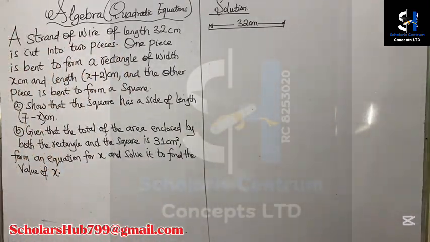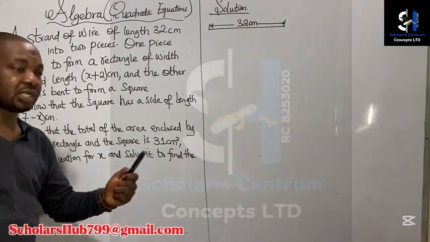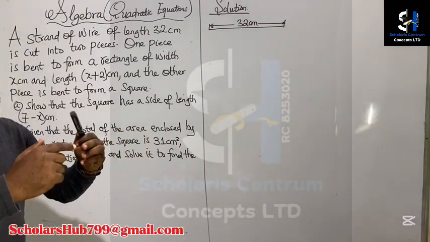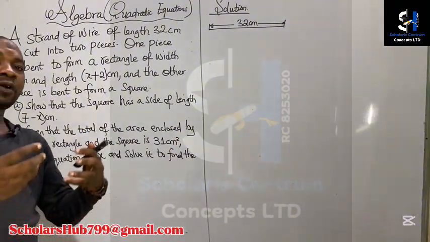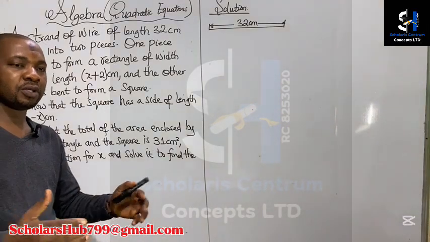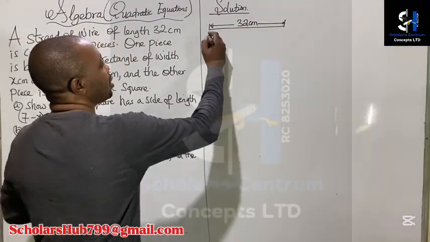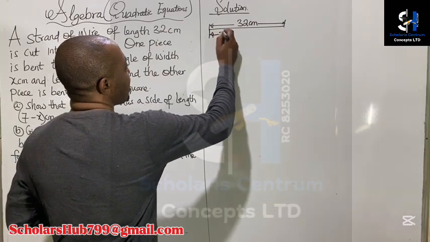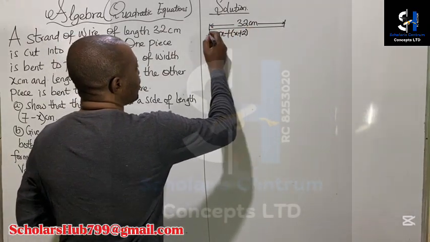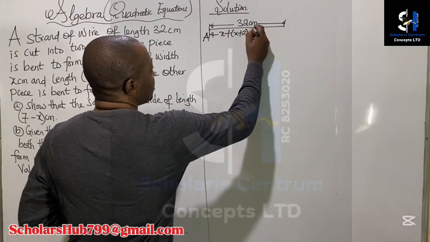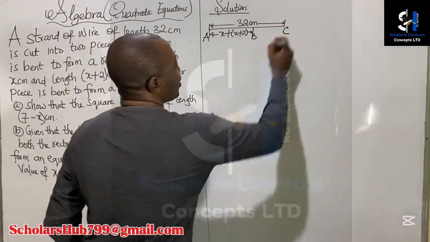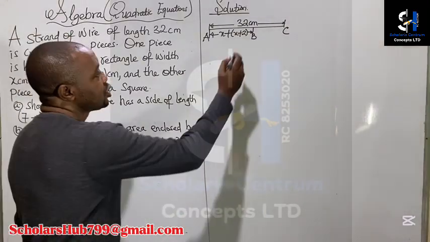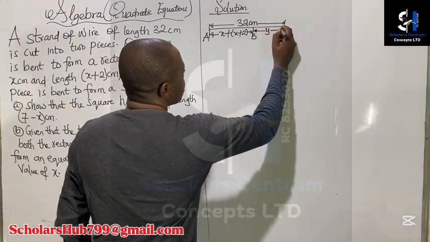Now one piece is bent to form a rectangle of width x centimeters and length x plus 2 centimeters. So one piece of the wire, after it is cut into two, is used to form a rectangle. Let's say this is A and this is B. The other piece will be used to form the square. This other piece is not given.